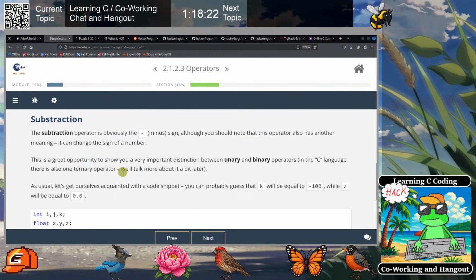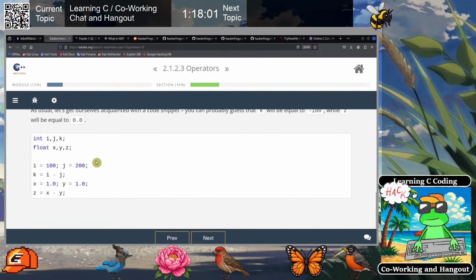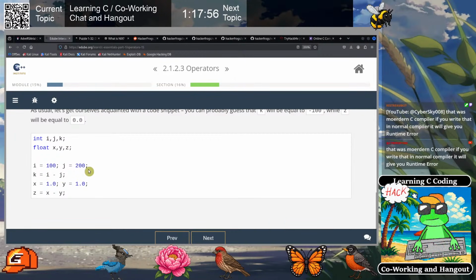So this is a great opportunity to show you a very important distinction between unary and binary operators. In the C language, there is also one ternary operator. We'll talk more about that a bit later. So as usual, let's get ourselves acquainted with the code snippet. You can probably guess that k will be equal to -100, while z will be equal to 0.0. So it's 100 minus 200, so that's -100, and 1.0 minus 1.0 is 0.0, okay?